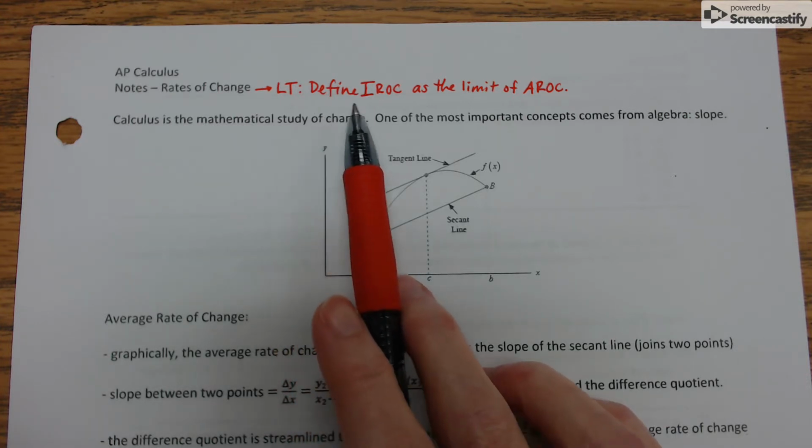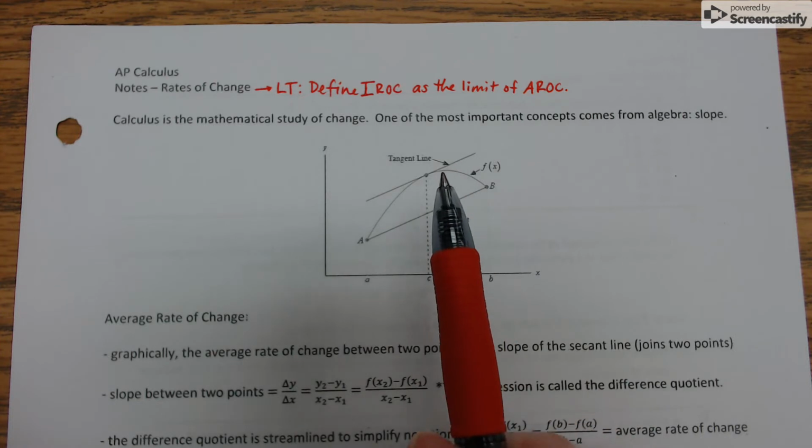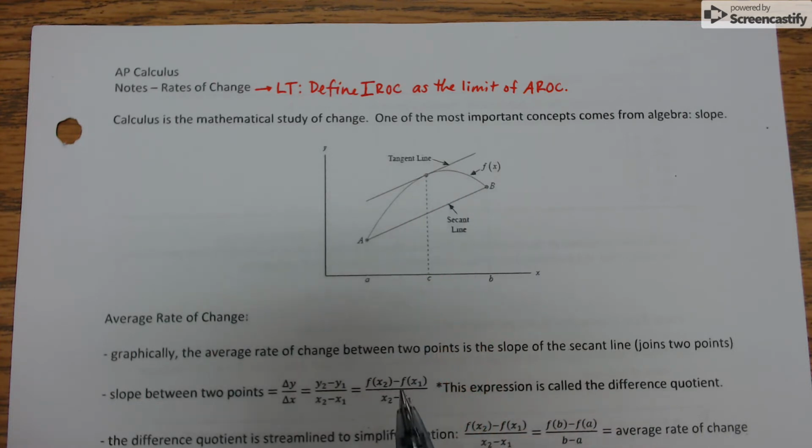It says define the IROC as the limit of AROC. The I stands for instantaneous and the A stands for average, and don't worry, we'll spell that all out in our notes today. But we're going to learn how those two rates of change are both different and related to each other.